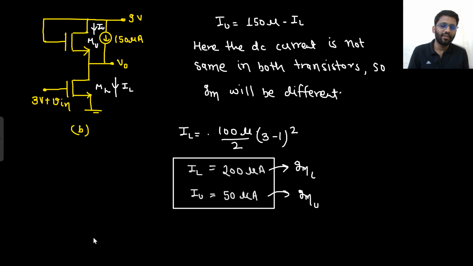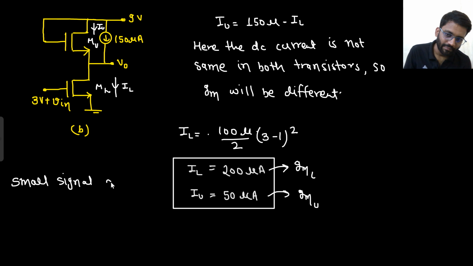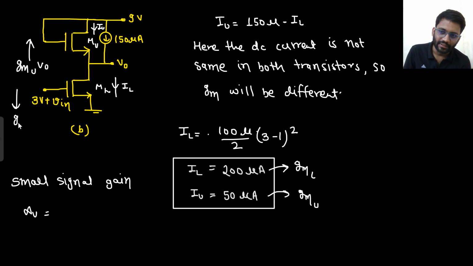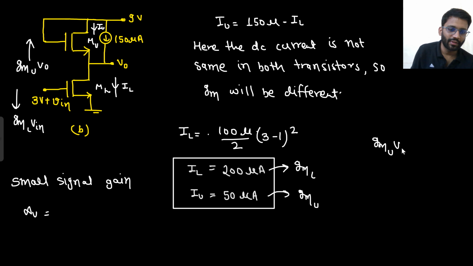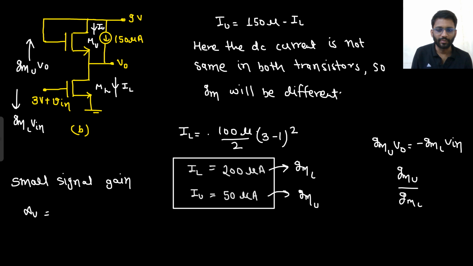Because what is the small signal gain here? That would be, the upper current would be GMU V naught, lower current would be GML V in. Lower current is GML V in, upper current is GMU V naught. So GMU V naught is equal to minus GML V in. So the gain would be GMU divided by GML. This would be the gain.